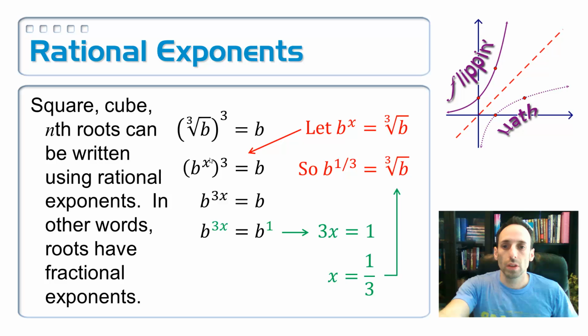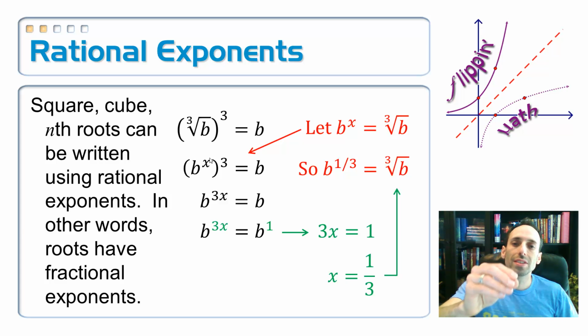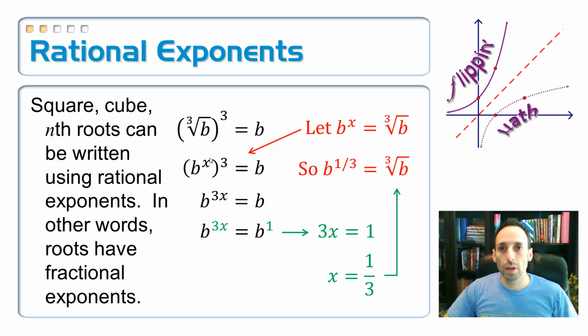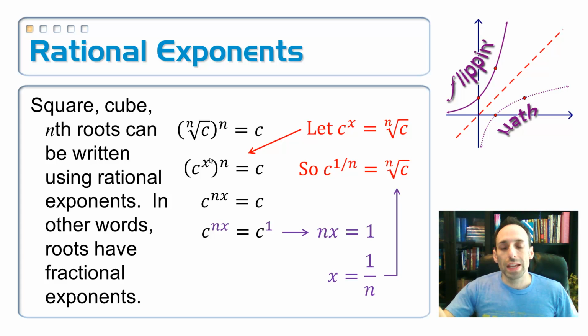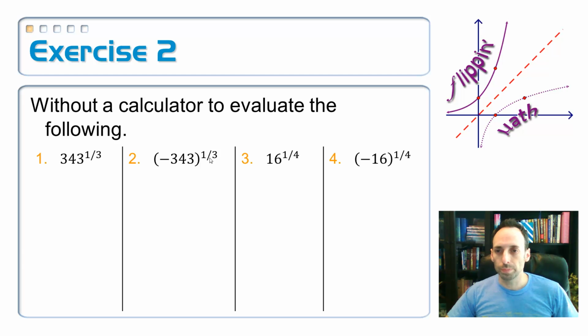Here it is with cube roots. The argument is exactly the same, except for now we're talking about cube roots. So cube root is the same thing as 1/3 power, and then if I'm talking about nth roots, it's the same thing as the 1/n power. Alright, so there you just learned something new, something you probably never ever seen before. So let's do these without a calculator.